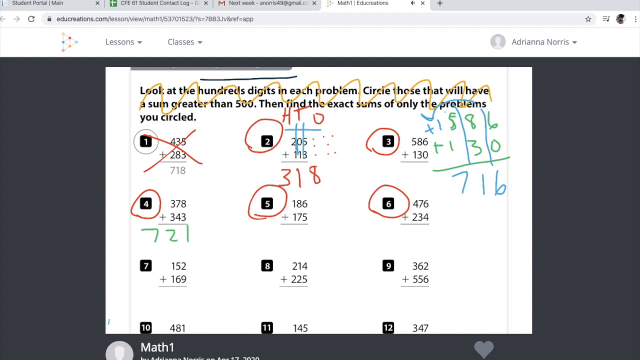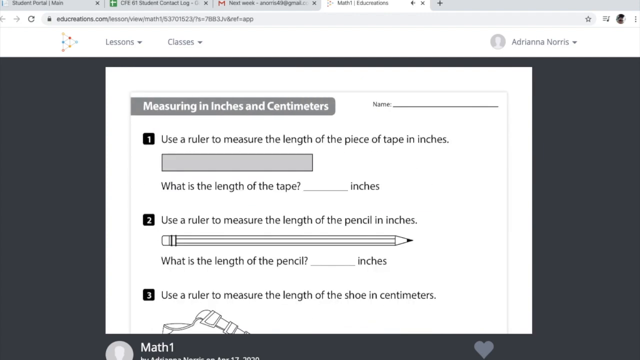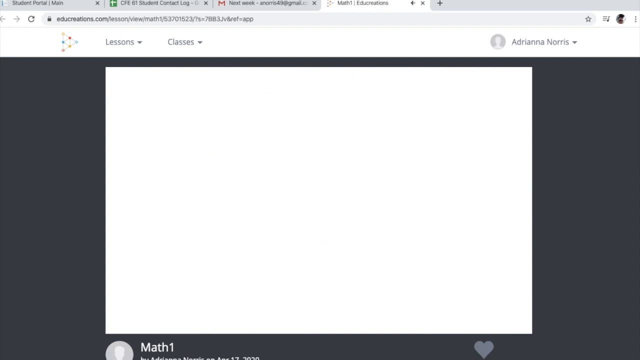Now, even if you say, Miss Norris, but I did my work on the other page, no. You need to show your work on this page. All right, here we go. We have 186 plus 175.